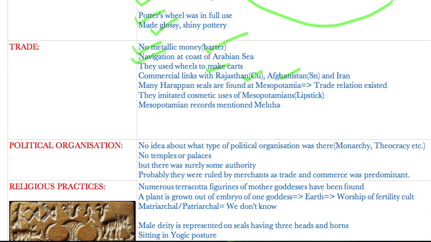Many Harappan seals are found in Mesopotamia, and Mesopotamian people used to call the Harappan people or Harappa Meluha. So that points to a trade relationship with Mesopotamia. They also imitated cosmetic uses of Mesopotamian people. For example, they also used lipstick just as Mesopotamian people did. So as I discussed earlier, the Mesopotamians recorded this place as Meluha.